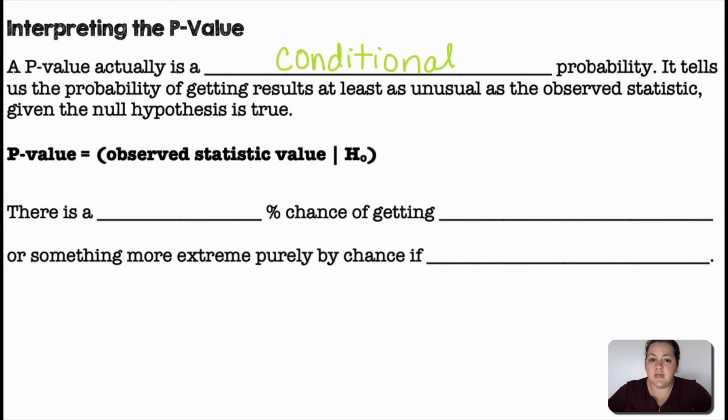A p-value is actually a conditional probability. It tells us the probability of getting results at least as unusual as the observed statistic, given the null hypothesis is true. So what's the probability of getting what we got, like our p-hat value, or something greater or smaller or different if the null hypothesis is actually true, all right? So there is a p-value percent chance of getting our sample or something more extreme purely by chance if the null hypothesis is true, is how we're going to interpret it.